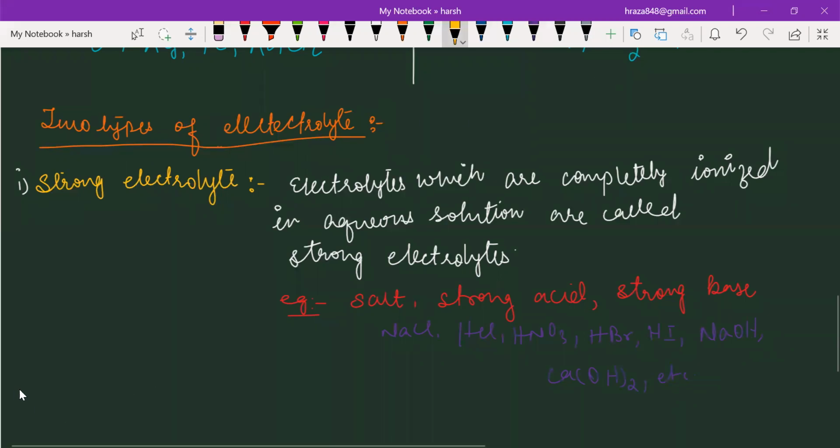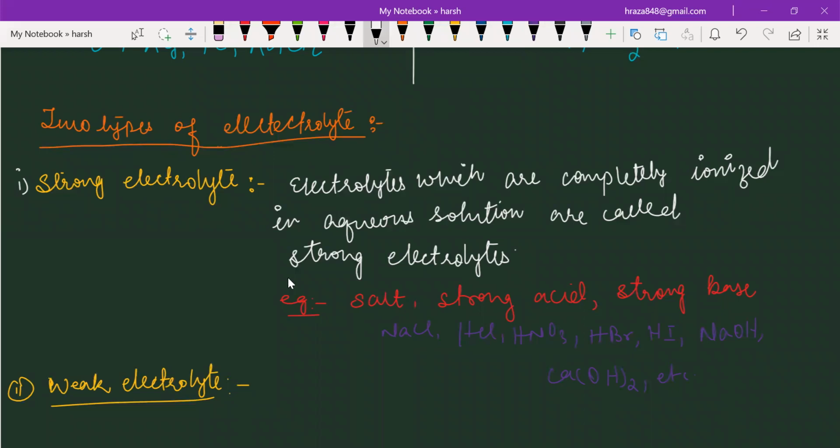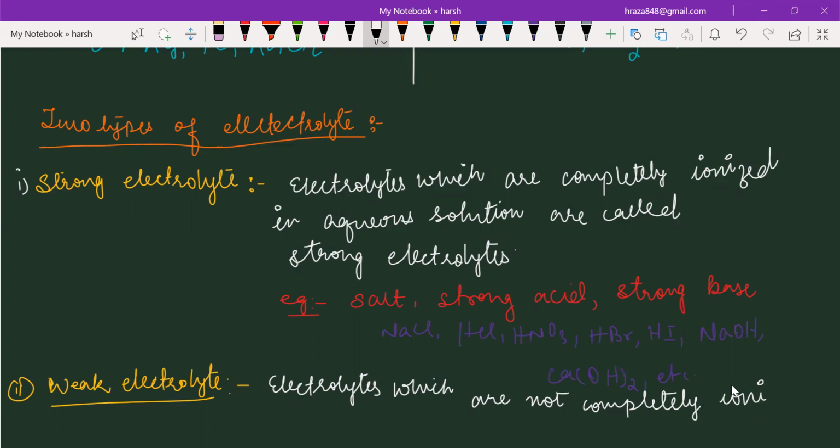And what is a weak electrolyte? A weak electrolyte will not be 100% dissociated, only about 5% dissociation will take place, almost 5 to 10%. That is a weak electrolyte, or you can call it partial dissociation. So I can write a definition for this: electrolytes which are not completely dissociated, not completely ionized in aqueous solution.